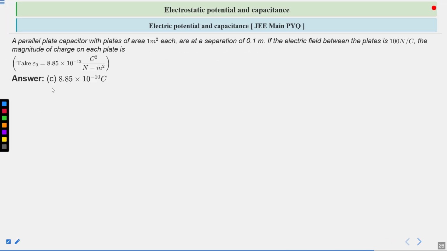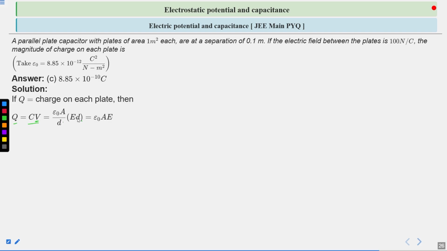So let's see, the correct option is C, 8.85 into 10 to the power minus 10 coulomb. Let's see the solution. Q is the charge on each plate. Then Q equal to CV. We know that Q equal to CV, where C is equal to epsilon naught A upon d and V is equal to Ed, the electric field into the separation between the plates.